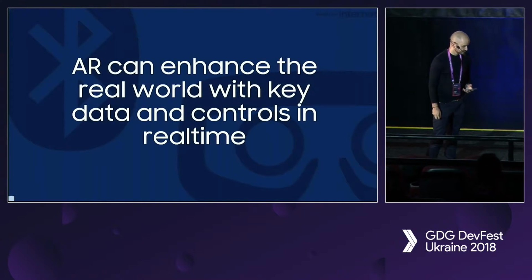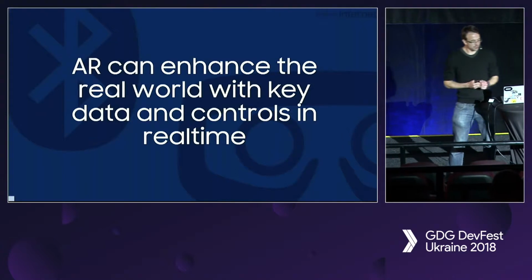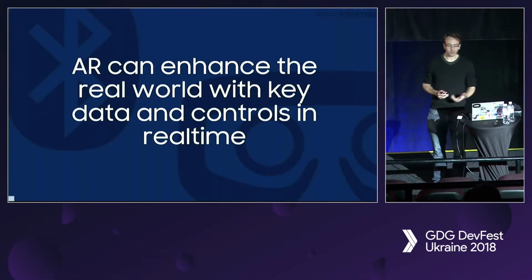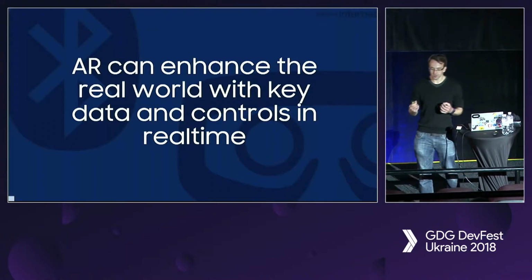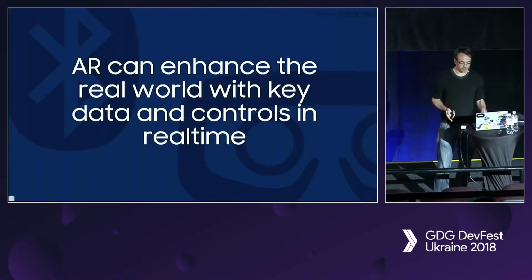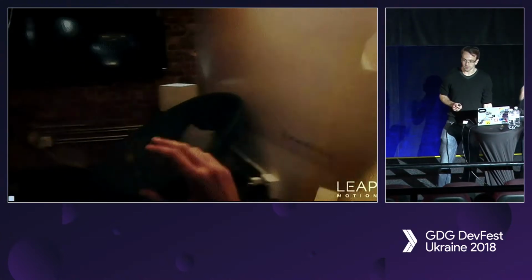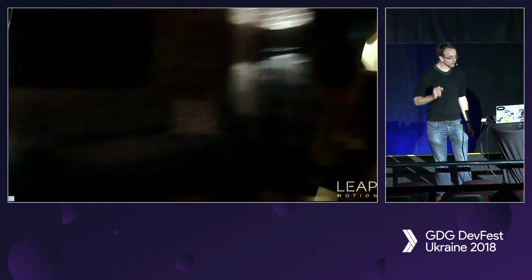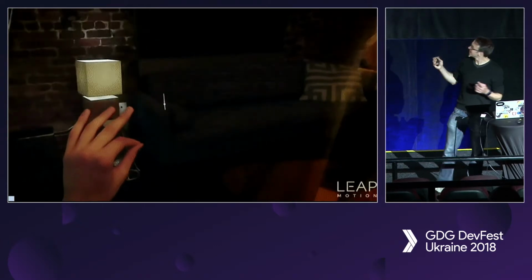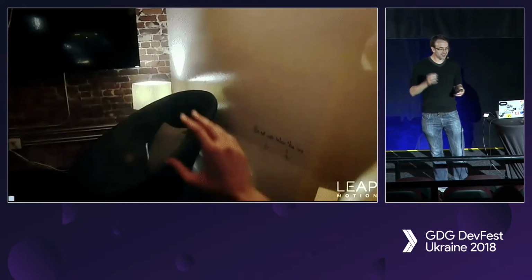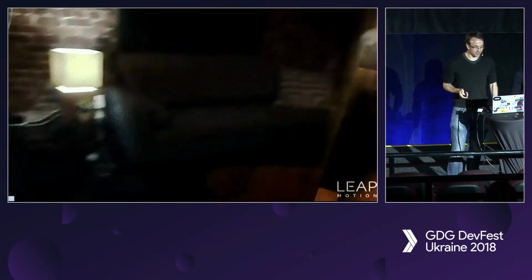So that's a bit about virtual reality and how that can work well with IoT. Also, augmented reality. Augmented reality can enhance the real world with key data and controls for those items in real time. I think this is shown well in this demo from Leap Motion using the North Star headset, which has built-in hand and finger tracking, and it's connected with these smart lamps, meaning that to control them, you just have to wave your finger in the air and use a gesture.